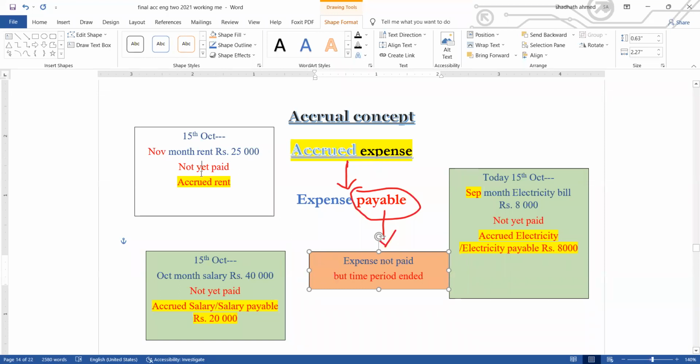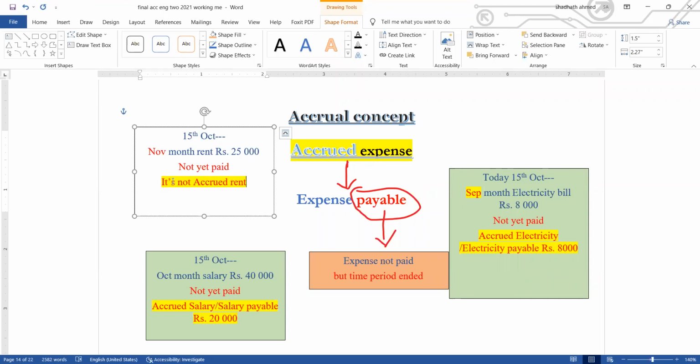October 15th, we are in today. November month is not ended, not yet come even. So can we say it is accrued rent? No, no accrued rent, zero. We can say it's not an accrued rent.